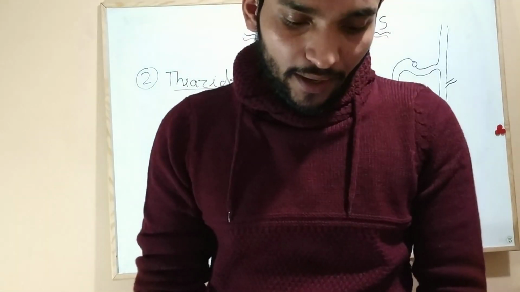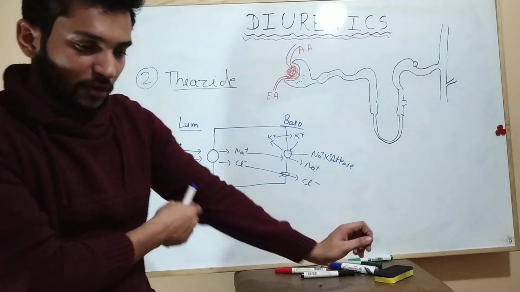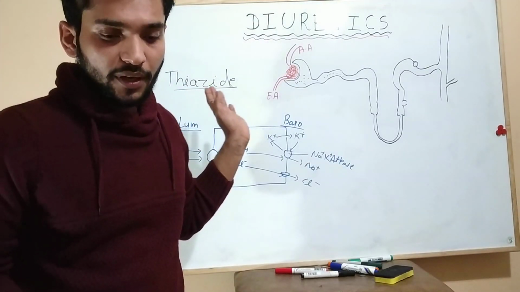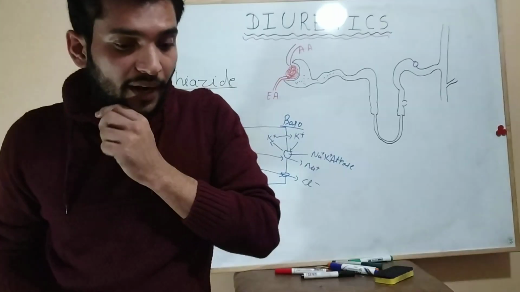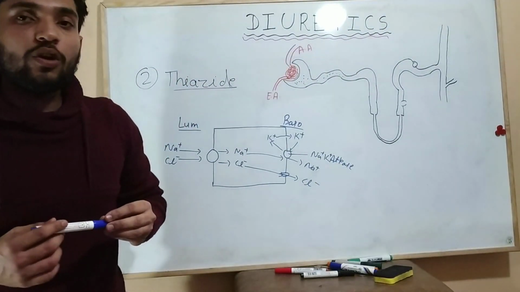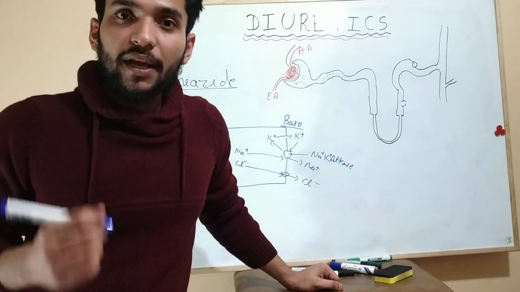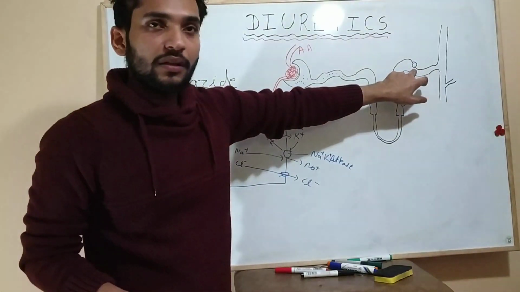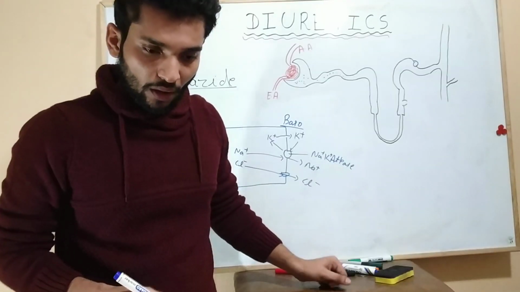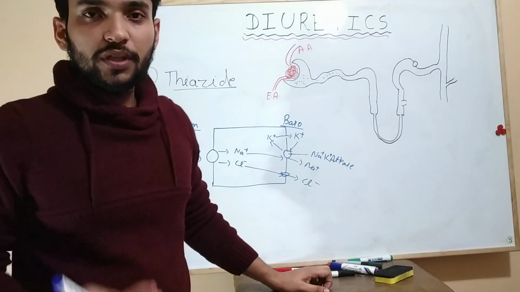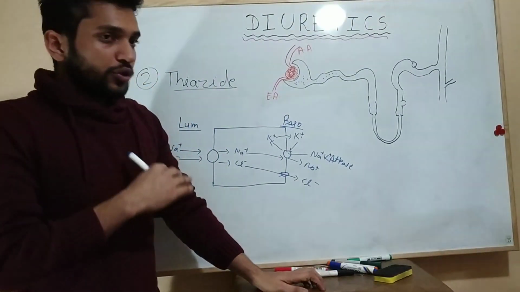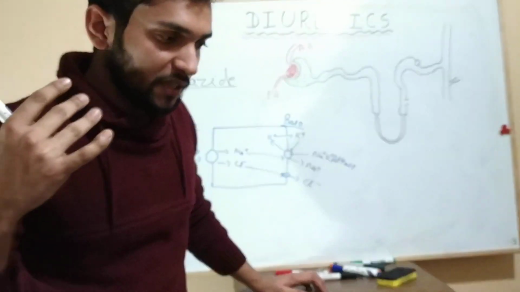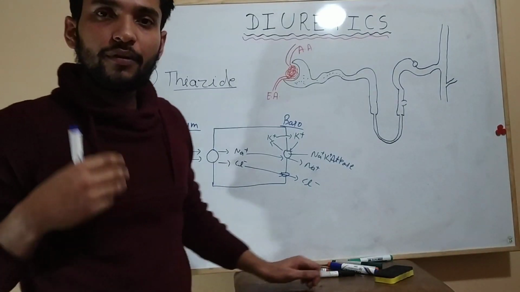The uses of thiazide diuretics: mainly hypertension, we can use this in hypertension, and heart failure and hypercalciuria. We have one hormone from the parathyroid gland called parathormone. That parathormone increases the calcium level. Parathormone also works in the DCT. We read this in endocrinology. And thiazide diuretics are also used in diabetes insipidus. So the uses are hypertension, heart failure, hypercalciuria and diabetes insipidus. Now we will talk about the side effects of these diuretics.